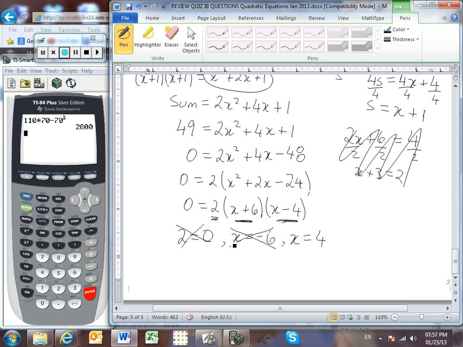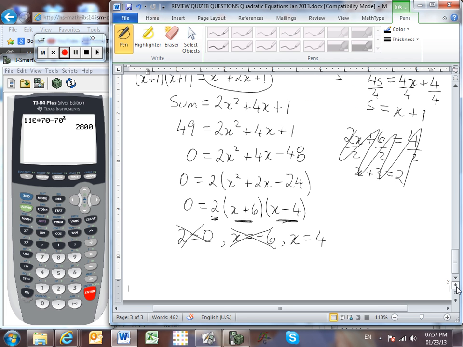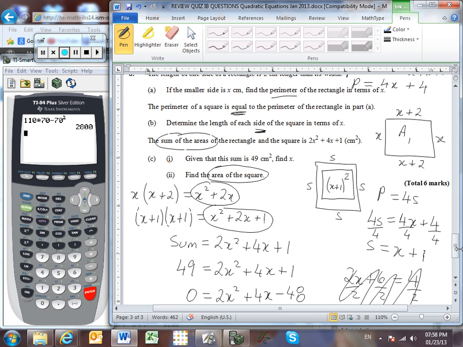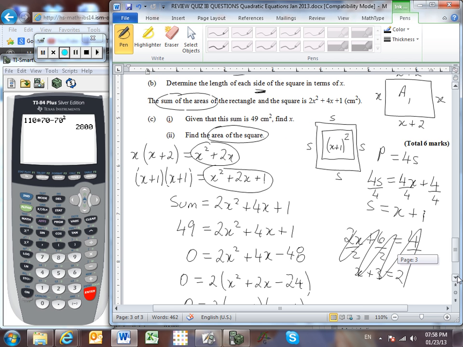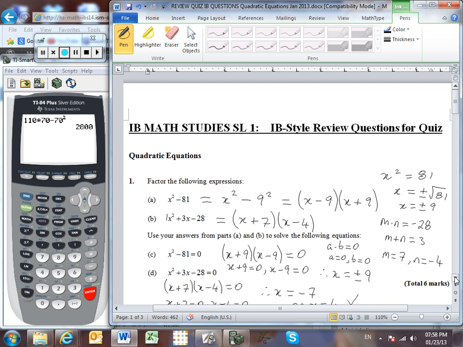Now the question isn't asking us for x. The question is asking for the area of the square. We know that the area of the square is x plus 1 all squared. So if the area of the square is equal to x plus 1 squared, in our case that's 4 plus 1 squared, and 5 squared is equal to 25. Let's put in units to finish off. We've been dealing with centimeters the whole time. An area is a two-dimensional shape, so it happens, oh dear, what's going on?